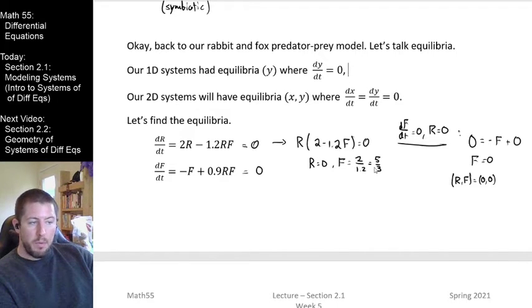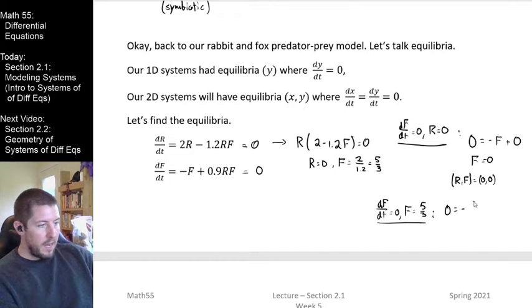Another way to make it happen would be to make f be equal to 5/3. So I'm going to do df/dt equals 0 and f equals 5/3. That's my new set of conditions. In this case, df/dt equals 0, so 0 equals, f is going to be 5/3, so I'm getting negative 5/3 plus, what is that, 9/10? Since I'm doing fractions, I'll write 0.9 is 9/10. And that's going to be times r. And f, again, is 5/3.